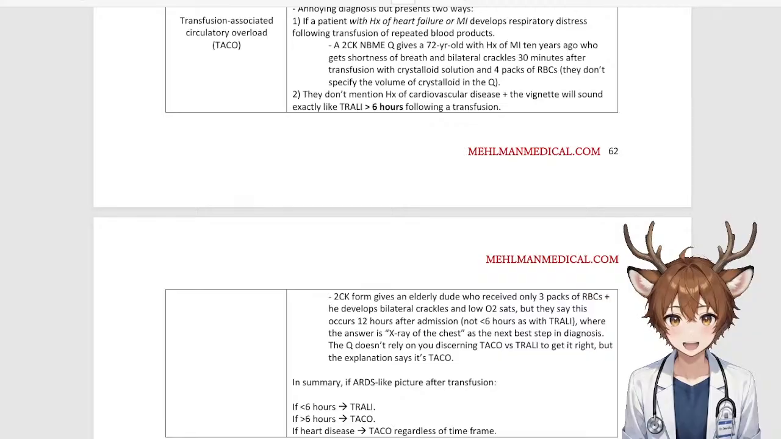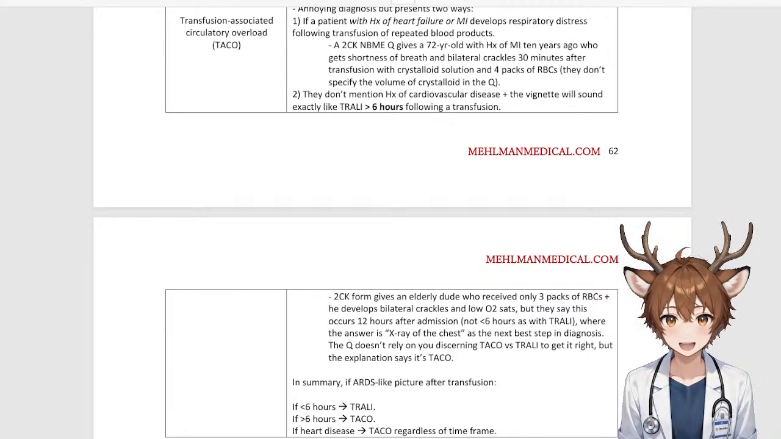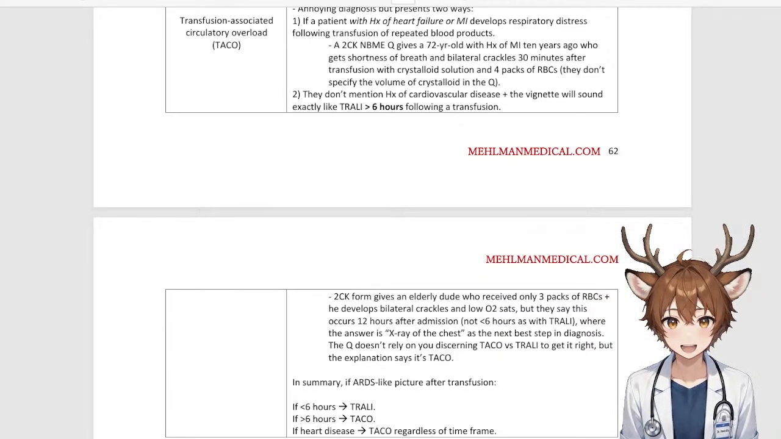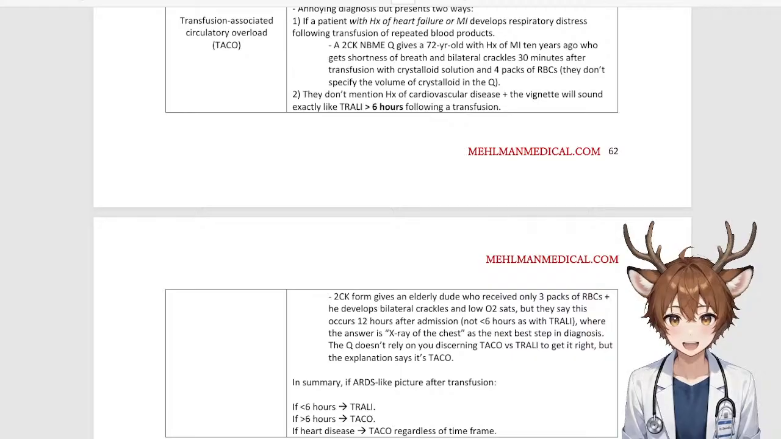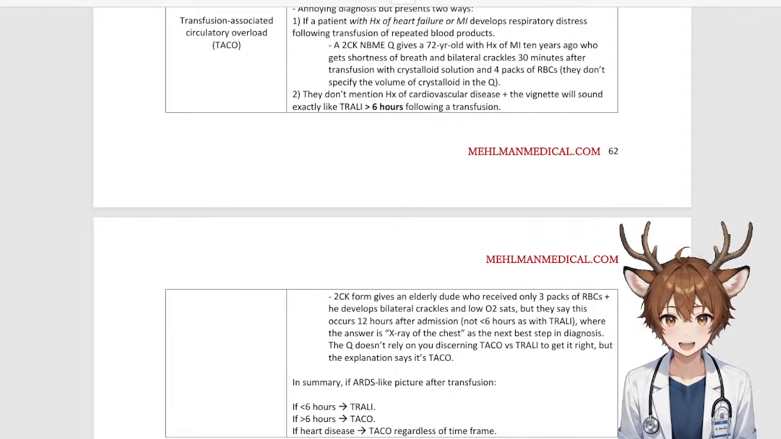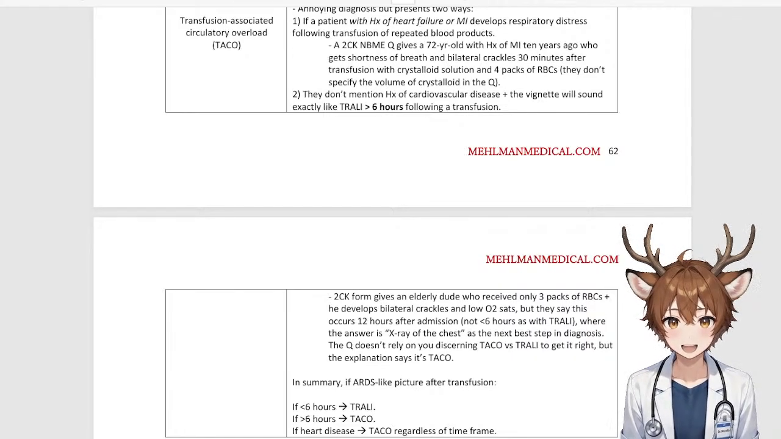So, in summary for TACO, if ARDS-like picture after transfusion, if it's less than 6 hours, it's TRALI. If it's greater than 6 hours, it's TACO. If it's heart disease, then TACO regardless of time frame.